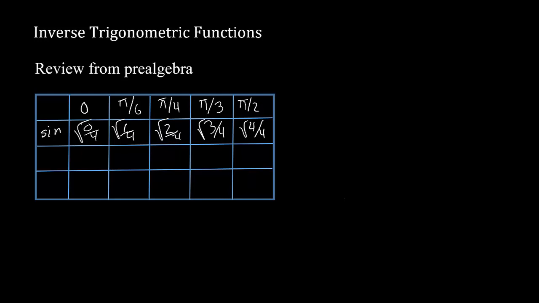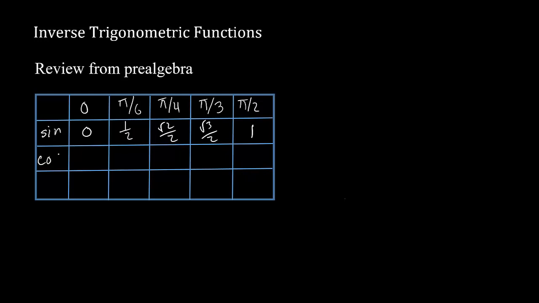So now the square root of 0 over 4 is basically just 0. So you can write here 0. Now the square root of 1 over 4 is half. So write it here. Then the square root of 2 over 4 will give you radical 2 over 2. And this one will give you radical 3 over 2. And this one is giving you just 1. So these are all my sine values.